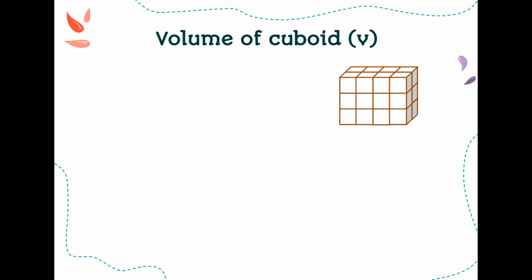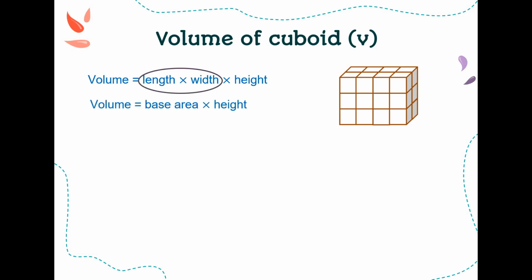How can we find the volume of this rectangular prism? Do you remember? In 5th grade, we learned the formula for finding the volume, which is, yes, length times width times height. And we agreed that length times width is what? Yes, the area of the base. So we can say that the volume is base area times height.